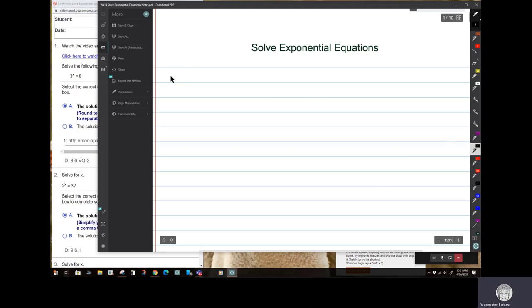All right, so here we have an exponential equation. 3 to the x power equals 8. Well, really, we can just use the conversions that we've been using for the past 2 days, but let's use a slightly easier way to do this. I'm going to take the log base 10 of both sides, the log of both sides.